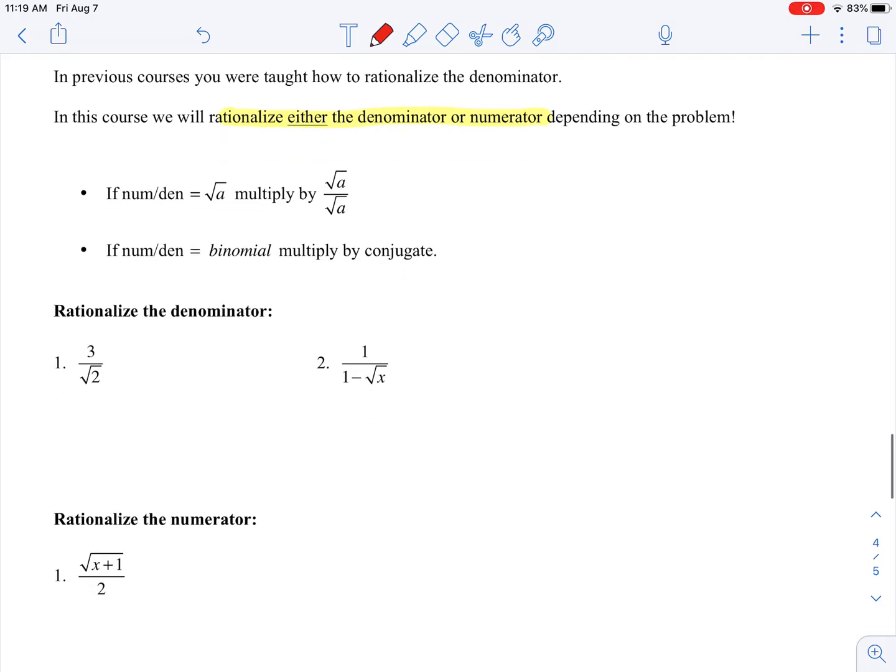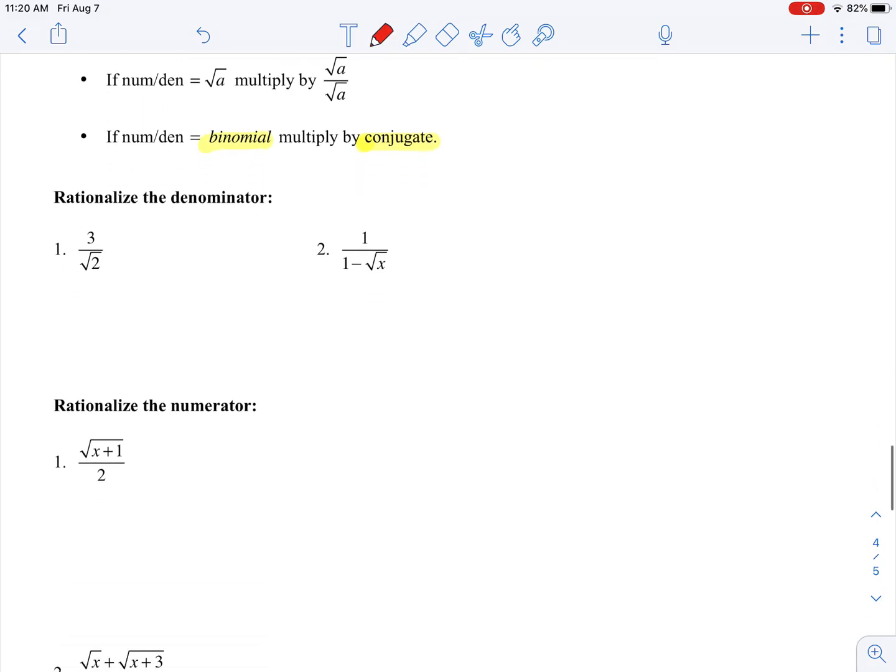So we just want to refresh our memory. If we want to rationalize something, we multiply it by square root of a over square root of a. If the numerator or denominator is a binomial, then we multiply by the conjugate, and it's just easier to explain the conjugate when we get to a problem.